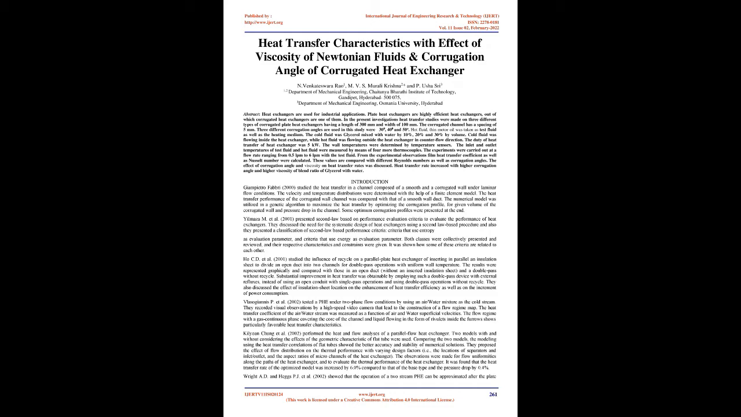Plate heat exchangers are highly efficient heat exchangers, out of which corrugated heat exchangers are one of them. In the present investigations, heat transfer studies were made on 3 different types of corrugated plate heat exchangers having a length of 300 mm and width of 100 mm. The corrugated channel has a spacing of 5 mm. 3 different corrugation angles used in this study were 30°, 40°, and 50°.